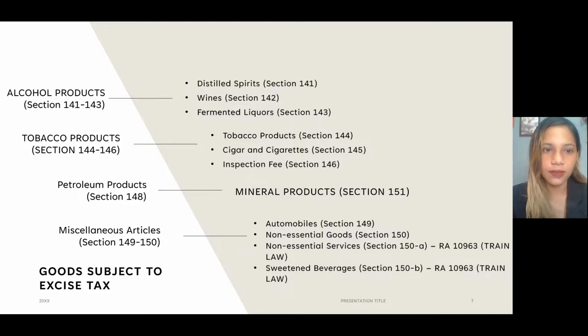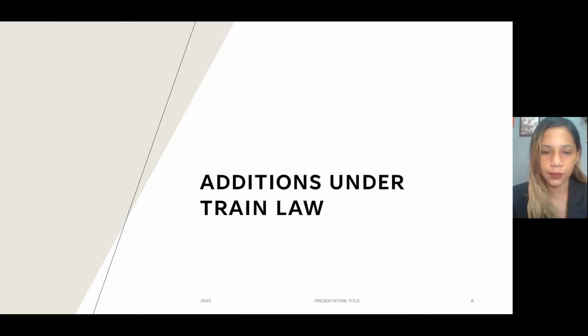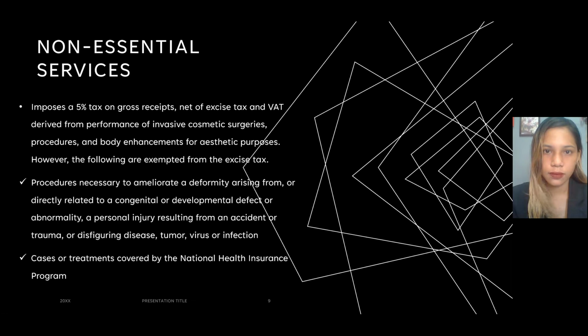Now, I hope everything is clear on that. So these are additions under the TRAIN law. When we say non-essential services, this is the 5% tax on gross receipts, net of excise tax and VAT, derived from the performance of invasive cosmetic surgeries and body enhancements for aesthetic purposes.